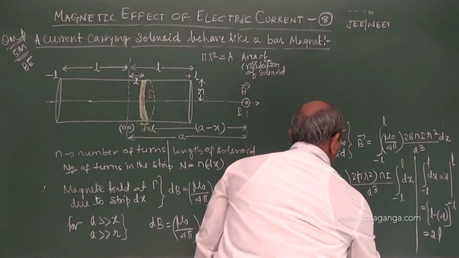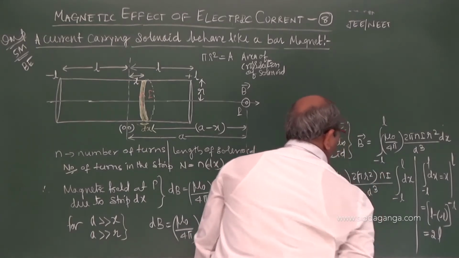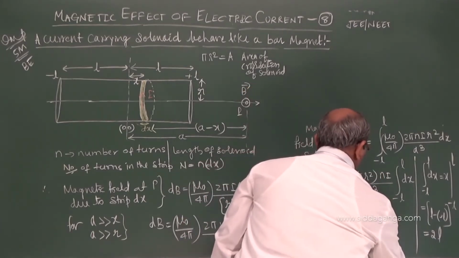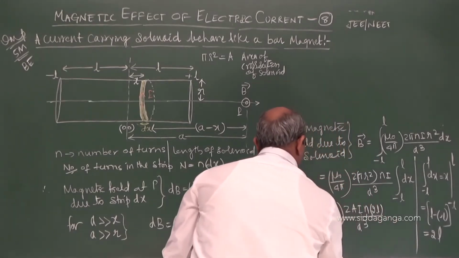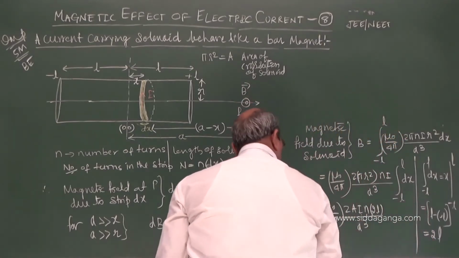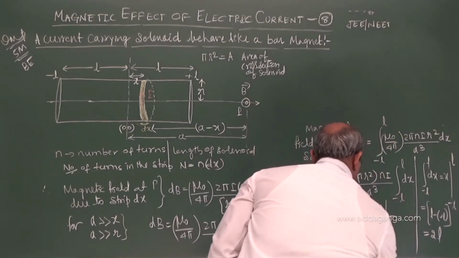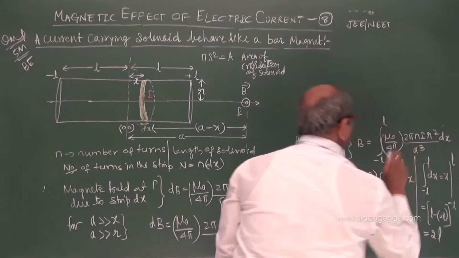So I can write 2aI into n into 2L by a cube. This is the magnetic field expression we have now here. This I can call it as equation 2.